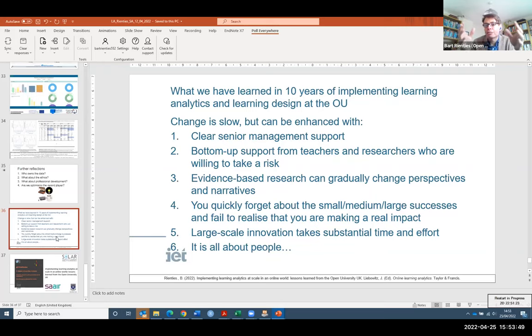We're not expecting you to immediately build everything. All the systems that we've built are built by the Open University and they're publicly available. But how do you make the first step? That's difficult. And I tend to prefer to work in small interdisciplinary teams.